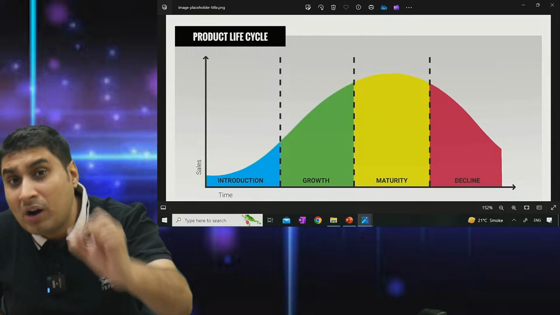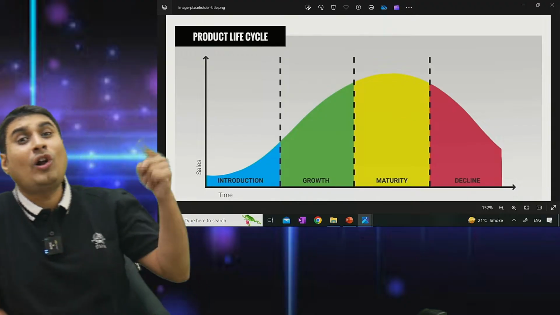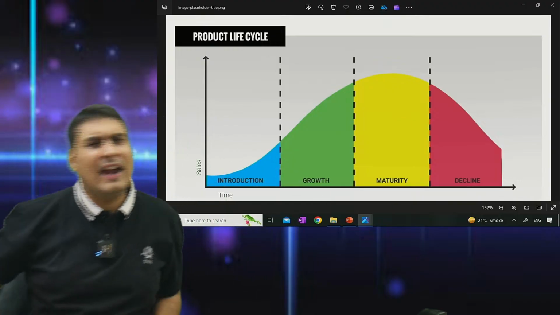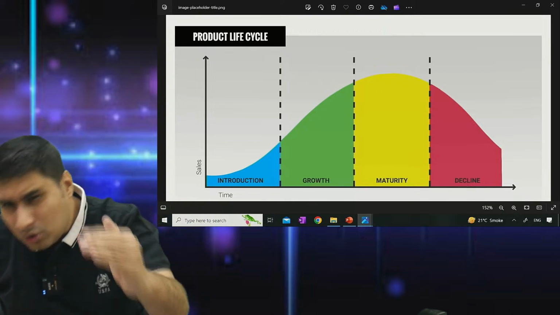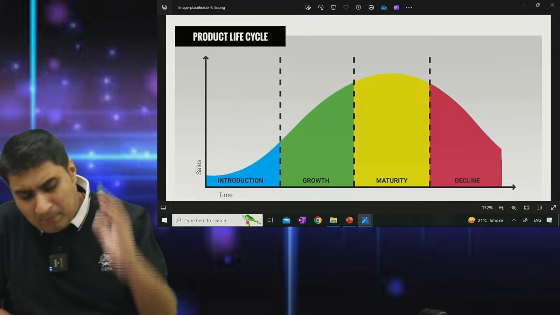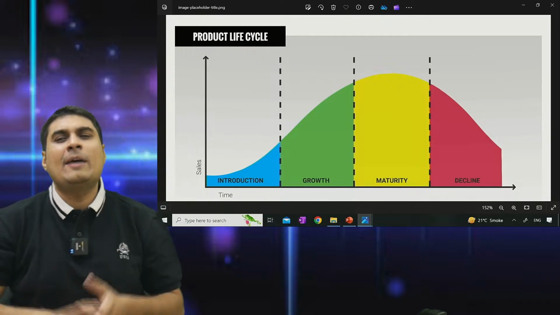Your profit per unit is lowest. Your lowest profit per unit, but overall profit highest. Why? Volume is huge. Maturity is that stage at which sales are highest, profit per unit is lowest. Okay, customer is very happy about the product. Amazing. Maturity, you are at your top. Nothing wrong can happen in your life.